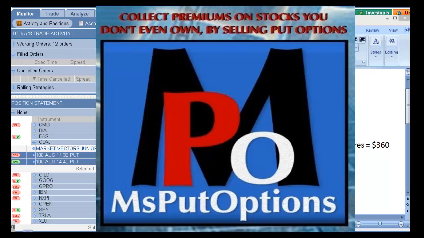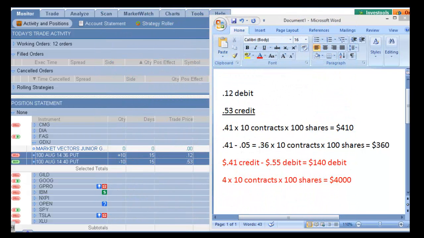And today we're going to be talking about a bull put credit spread. And as you can see, I've done a bull put credit spread on this ticker symbol. The ticker symbol is GDXJ. I have 10 contracts here. I have 15 days until expiration. I bought one strike price and I sold the other strike price.